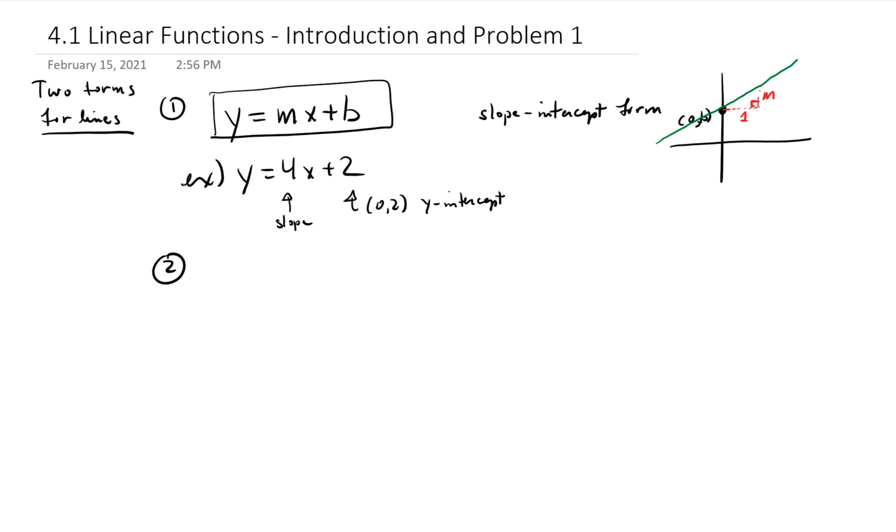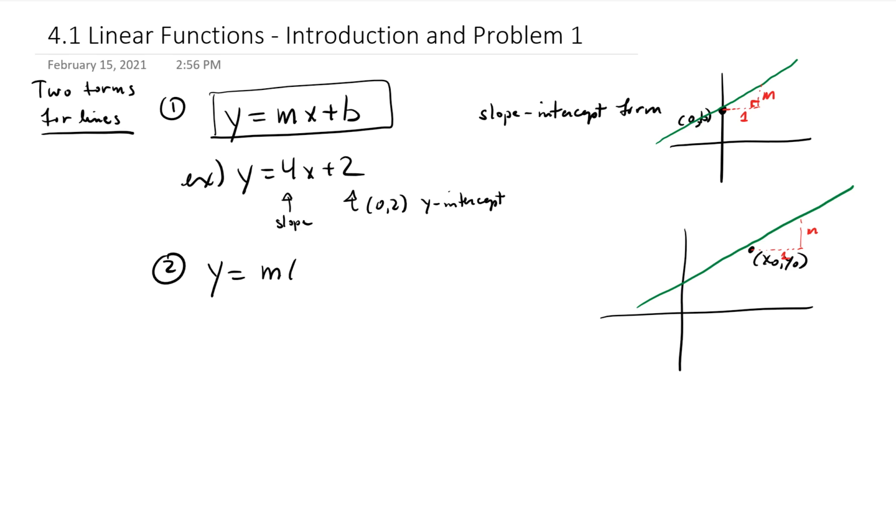Number two, we've got the point-slope form. This is when we're given a point in the plane. Let's call that point (x0, y0). And we're given a slope. So we know that if we go forward by 1, we go up by m. And that completely specifies a line. So the equation of that line is y equals m times (x minus x0) plus y0.